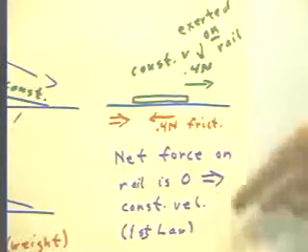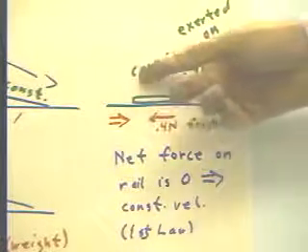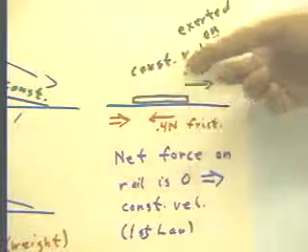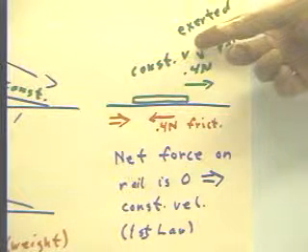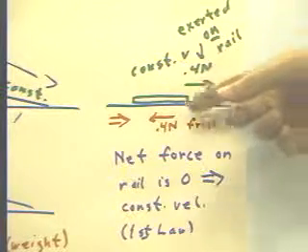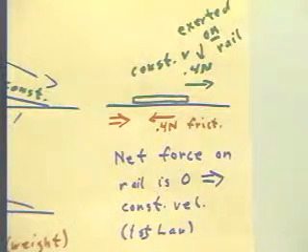of course. Okay, constant velocity motion means no acceleration. No acceleration means no net force. All the forces are in balance and they cancel each other out.